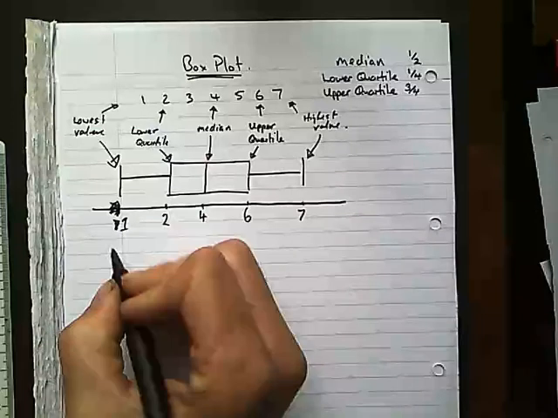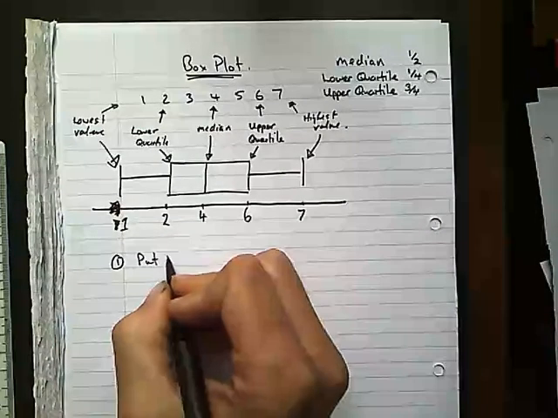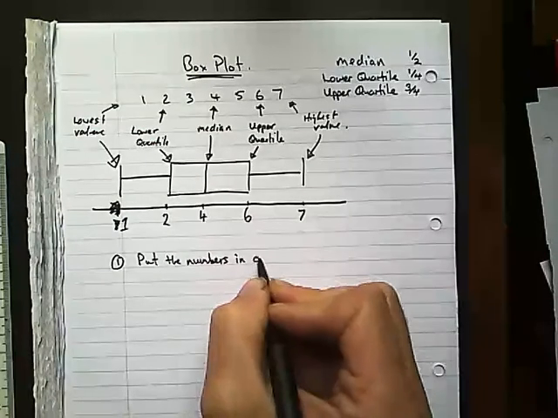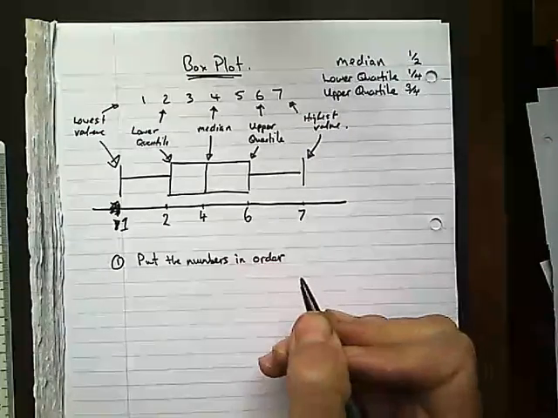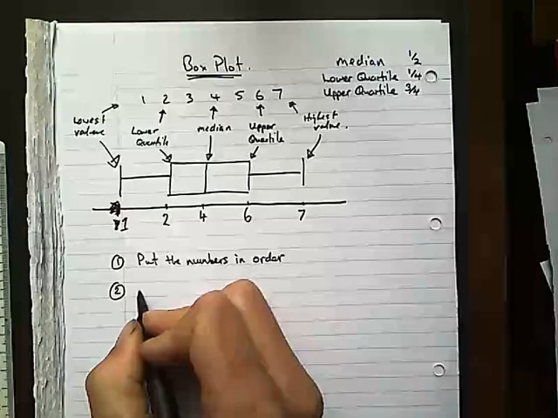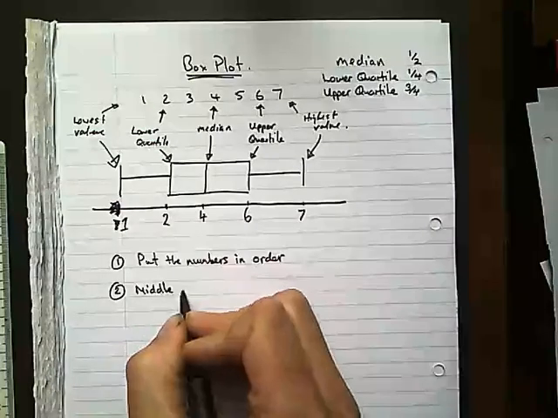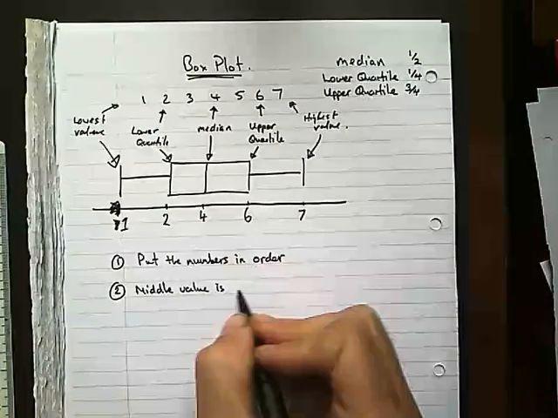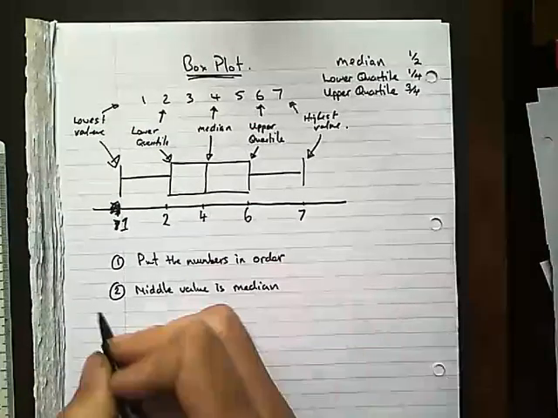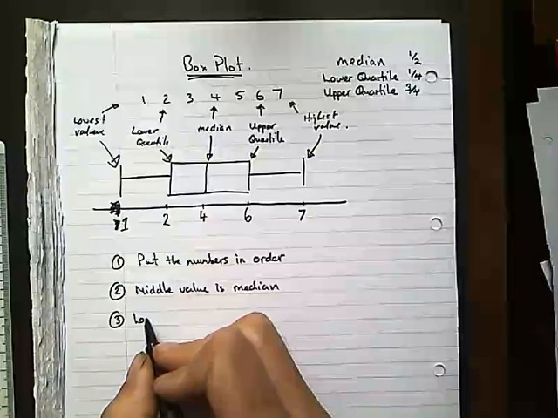So the first step, when you get given a list, is put the numbers in order. Okay. The second step is find the median value. So the middle value is the median. The third step is to find your lower quartile. Actually, you can do the lower or the upper quartile. It depends which way around you'd like.